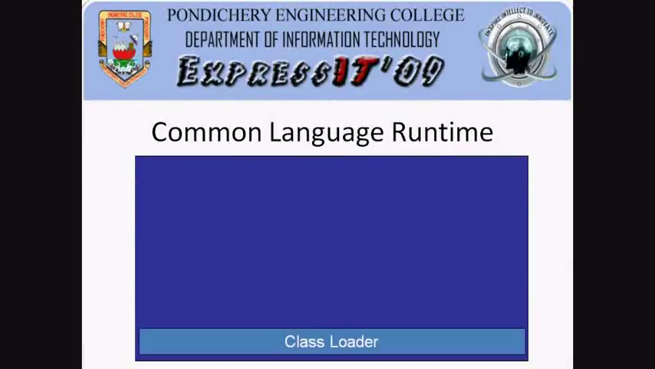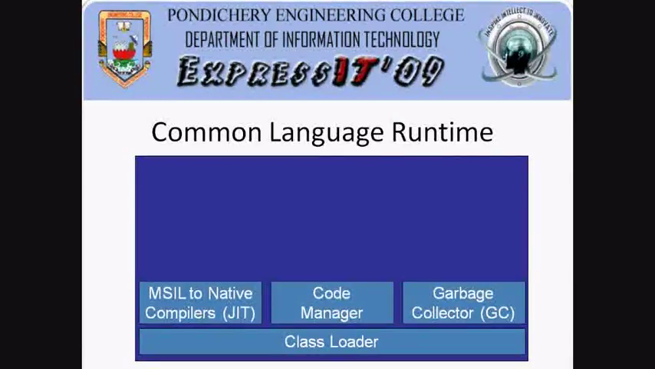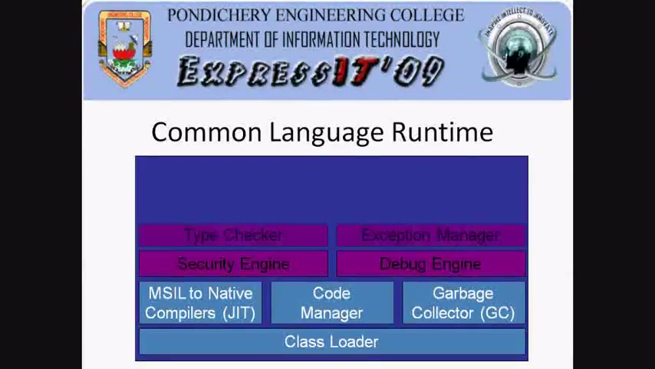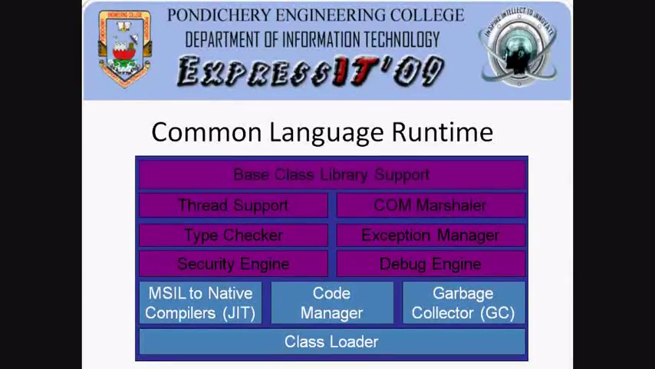Next we have common language runtime. This is a very important concept, and we should understand it. First we have class loader. Then above it we have just-in-time compiler, code manager, and garbage collector. Garbage collector and native compilers are very important, and they have a major role to play. Next we have security engine, debug engine, type checker, exception manager, thread support, COM marshaller. These are a few other concepts which help make .NET framework reliable and popular.